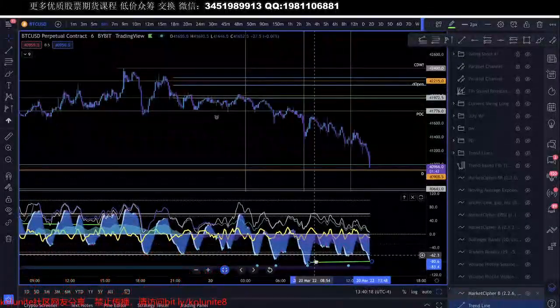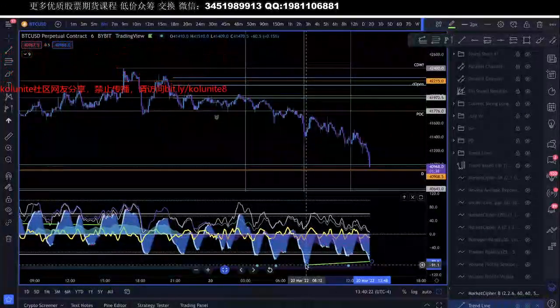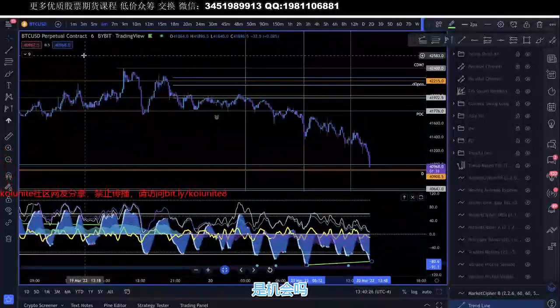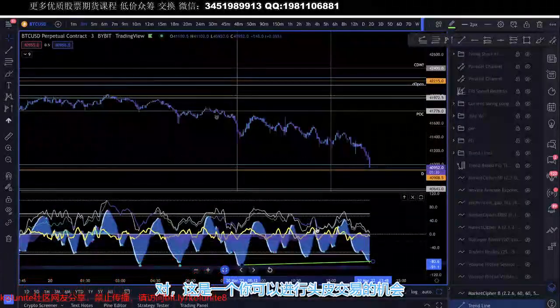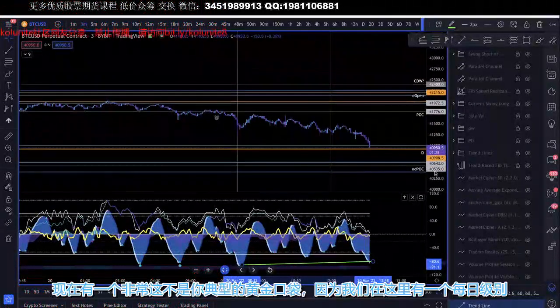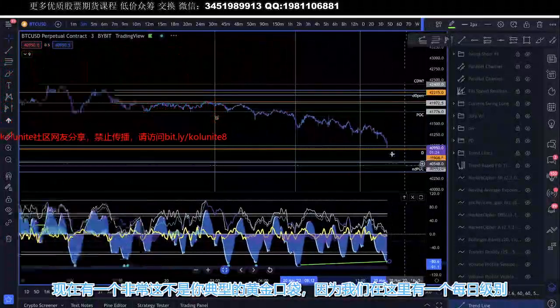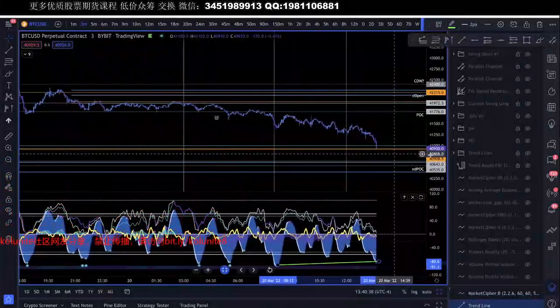Let's go to the 6-minute. What do we see? We can also see that that divergence is indeed forming here. How's the money flow looking? Money flow is getting slightly higher. So this is an opportunity where you could take a scalp trade right here, right? Now, this is not your typical golden pocket because we have a daily level down here. Let's see what happens at this daily.